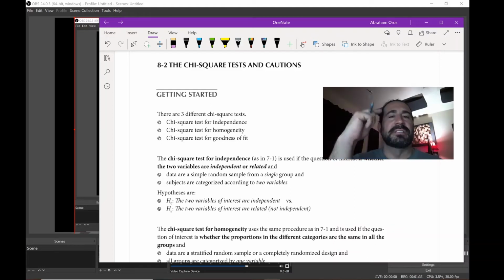All right, welcome back. This is 8-2, the chi-square tests and cautions. We're going to do part 2 today, chi-square test for goodness of fit.